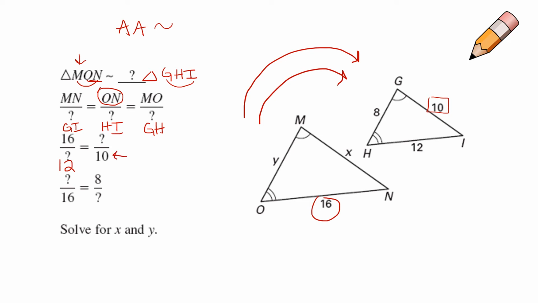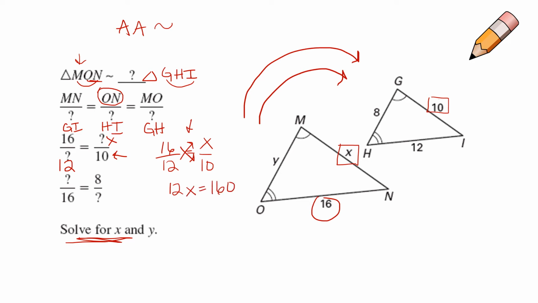So if that bottom side is 10, then the other side, if I were to go back here, it looks like I'm comparing that side to MN. So MN is my X value. So again, at the bottom here, it wants us to end up solving for X and Y. So if I have 16 over 12 equaling X over 10, here I have two ratios set equal to each other. This is what we call a proportion. So we want to cross multiply. So I'm going to get 12x equals 160.